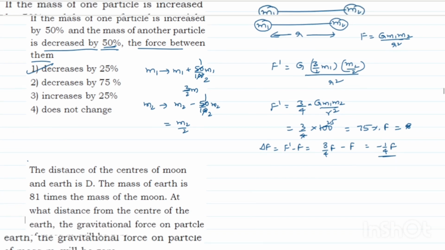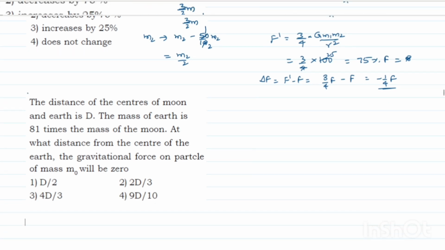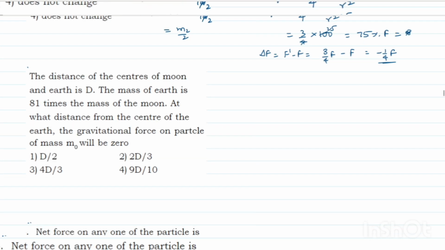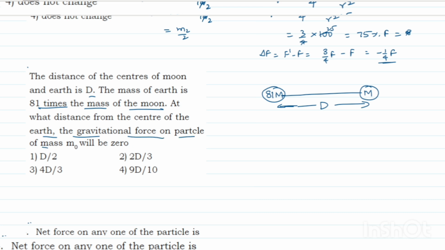So let us see the next question, students. Here the distance between the centers of the moon and earth is given as d, and the mass of the earth is 81 times the mass of the moon. This is the mass of the earth, this is the mass of the moon, and these are separated by distance d.